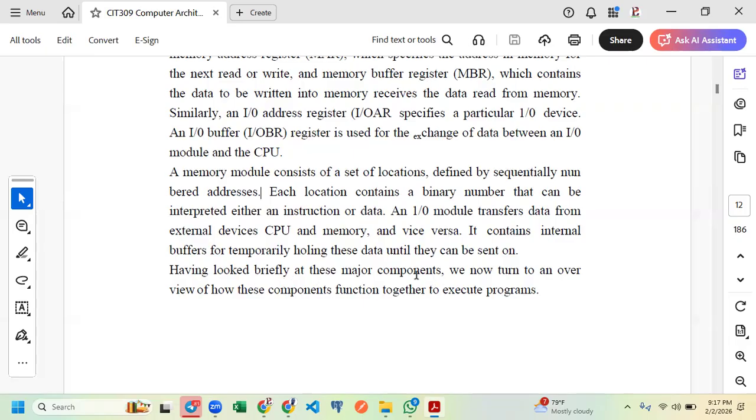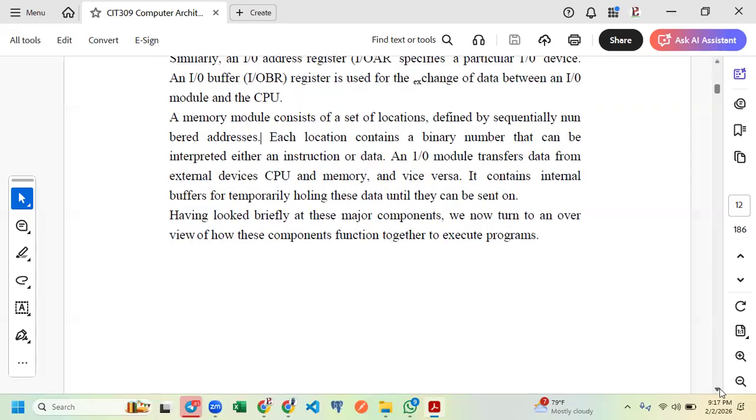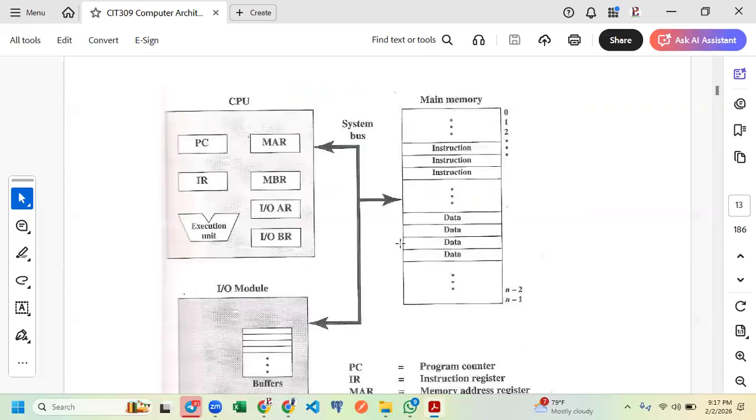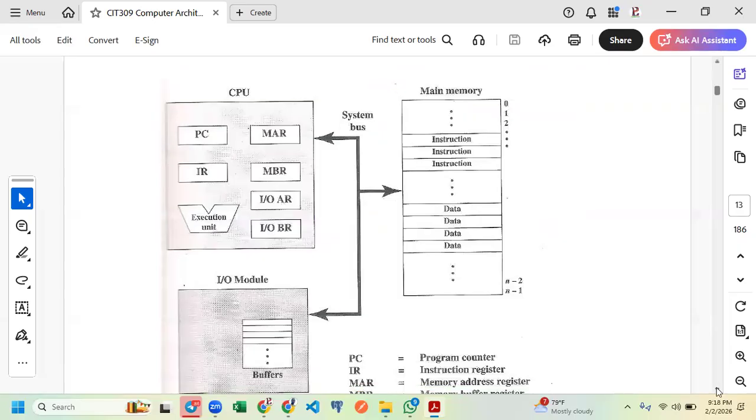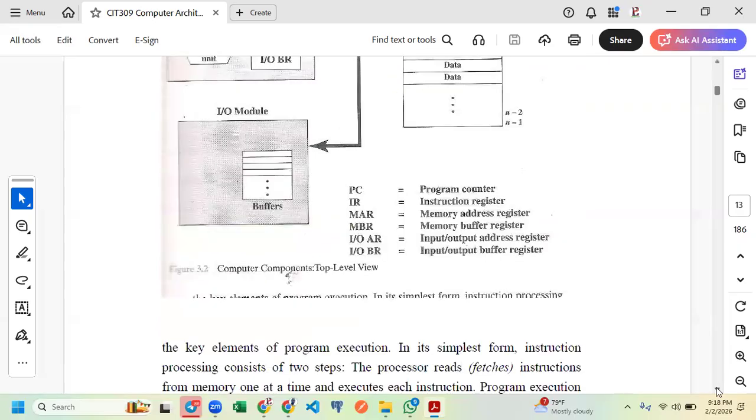Now, having looked briefly at these major components, we now turn to an overview of how these components function together to execute programs. So let's go to that diagram. If you are asked to draw a diagram of, let's say, a memory module or something like that, let's see what we can call this. Is there a label on this diagram so that we'll know which diagram they are referring to if we're asked to draw it?